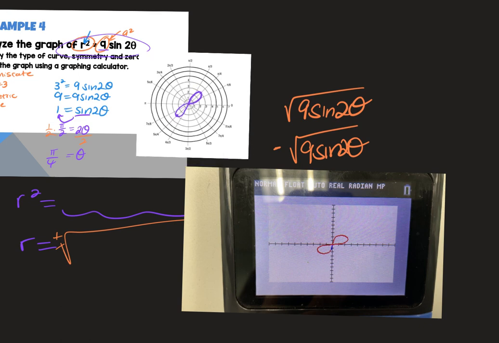So I typed it in as 2 separate ones. Again, one with a positive at the front, one with a negative at the front. And the negative has to be this negative; you can't use the minus sign. And then I hit graph, and I got my lemniscate.